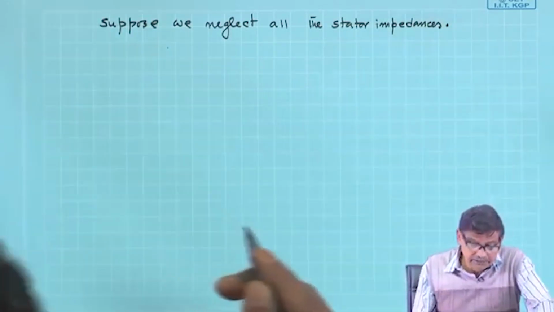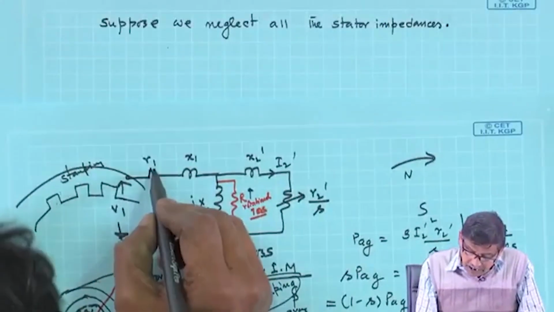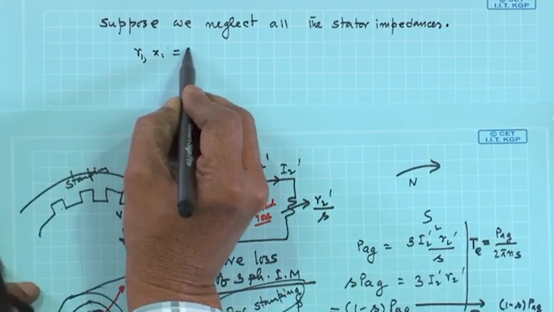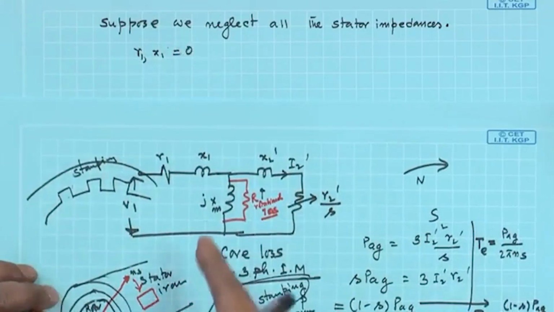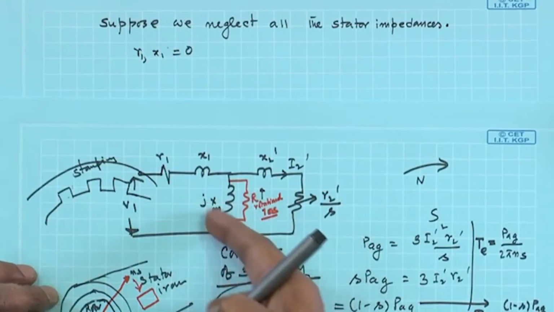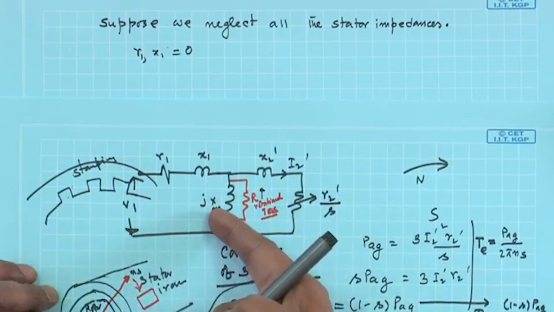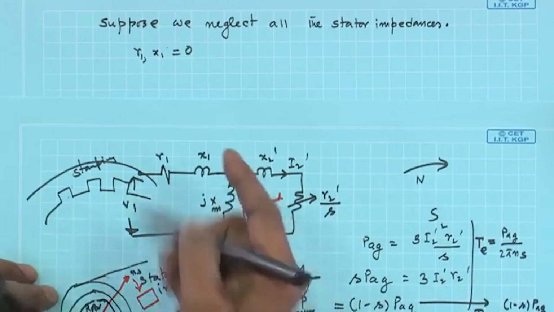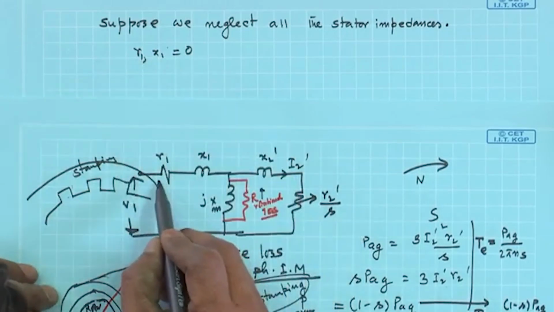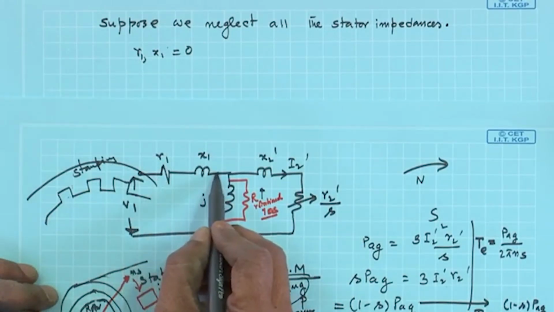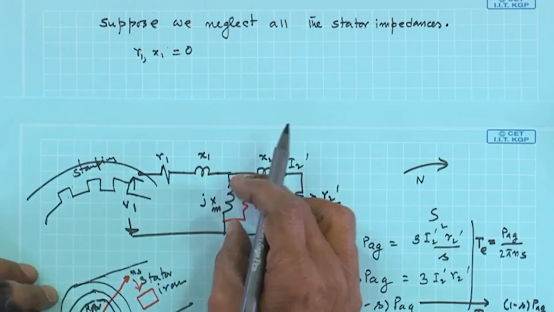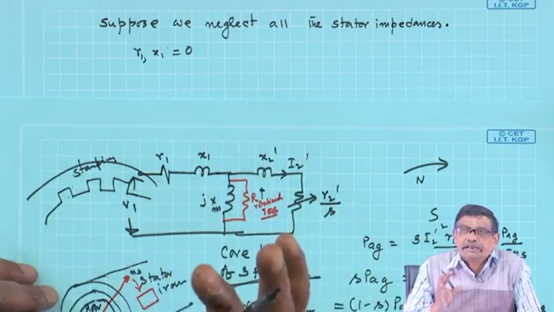What do I mean by this? That R1, X1 is 0, it is the stator, I neglect them. X m and this rotational resistance, this is neglected means what? These are pretty high, you must understand. So, these are shorted then. So, R1 X1 0 means short, nothing is there. And about this parallel branch, open it.